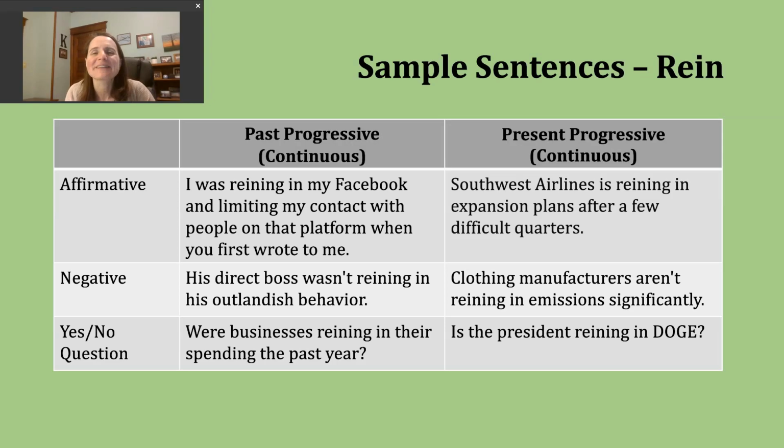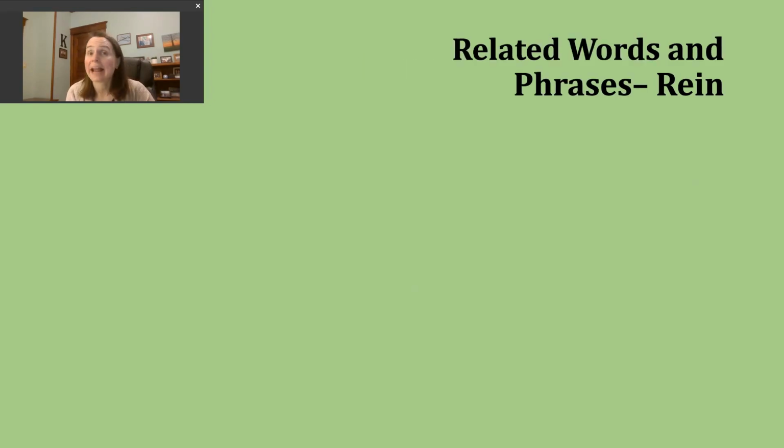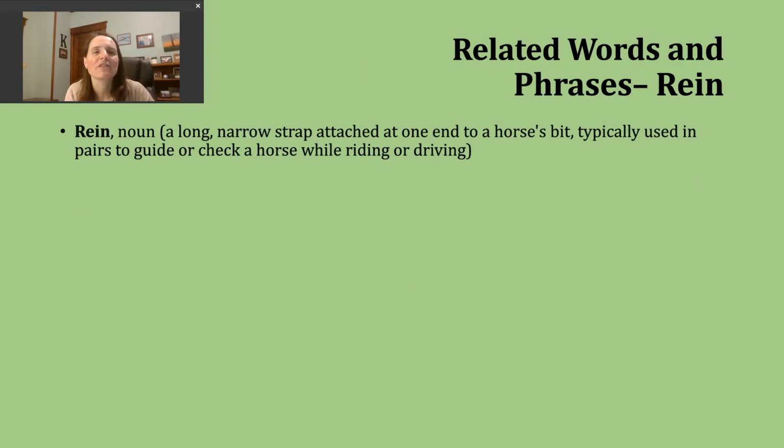Now, let's spend a moment looking at some words and some phrases that involve the verb rein. And it won't surprise you, our first word, we've already kind of mentioned here. We've said rein can be a noun. And again, that refers to that long, narrow strap that's generally attached to the end of a horse's bit. And it is usually used in pairs. So you rarely are going to see this noun in the singular use. You'll see it with an S.